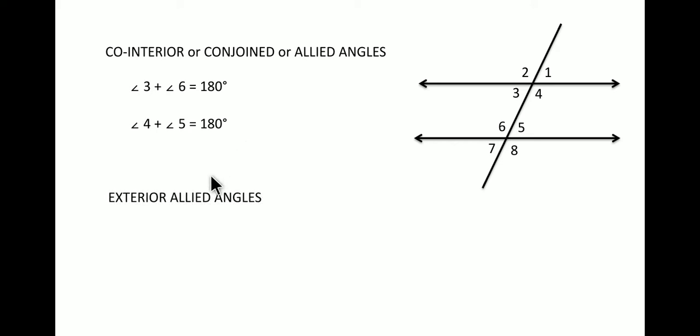Similarly, exterior allied angles also have the same property. Angle number 2 and angle number 7 will be supplementary if you add them, and angle number 1 and 8 are also supplementary. All right.